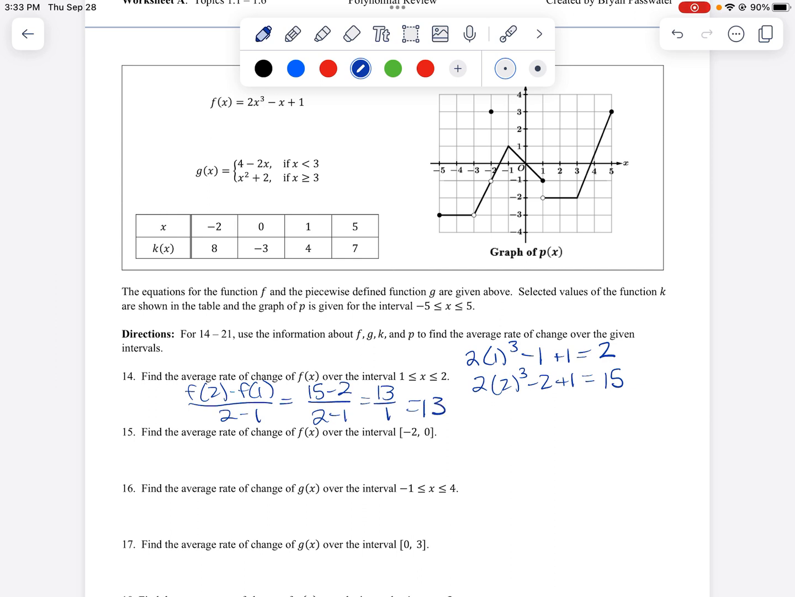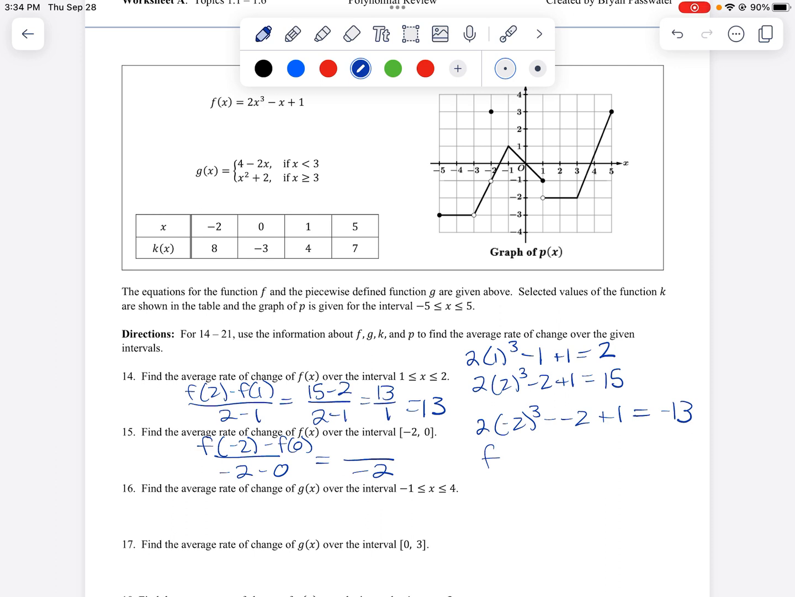The average rate of change of f from -2 to 0. So we have f of -2 minus f of 0 over -2 minus 0. So the bottom's -2. So what's f of -2? So 2 times -2 cubed minus -2 plus 1. So that's -16, -14, so that's -13.